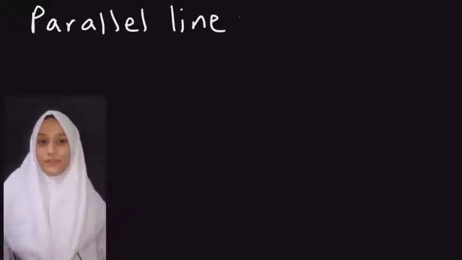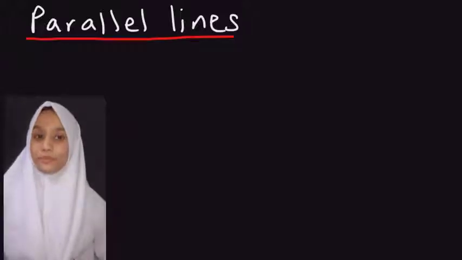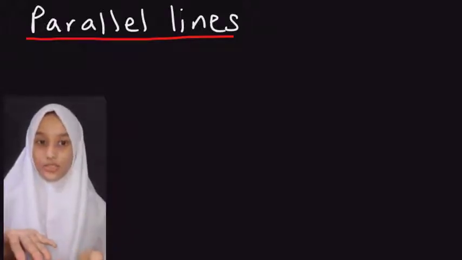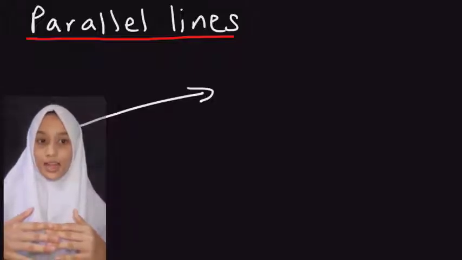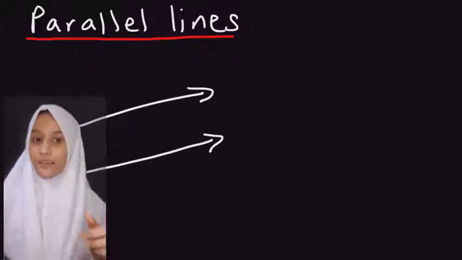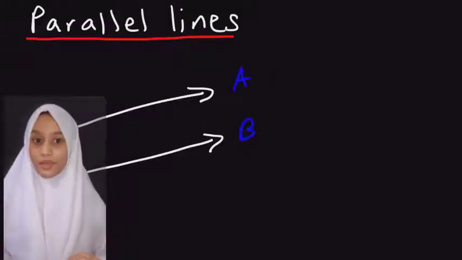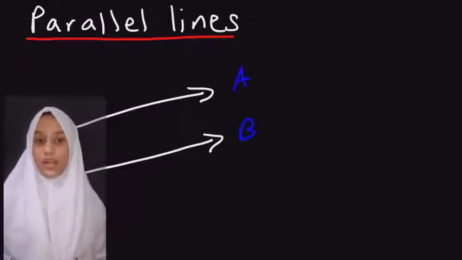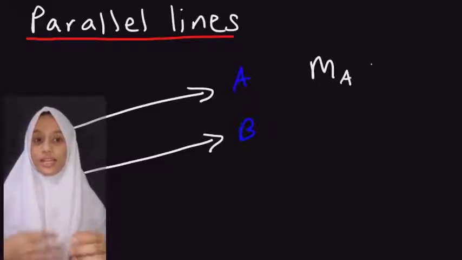Now, let's move on to parallel lines. So, what do you know about parallel lines? What are some properties of parallel lines? Parallel lines never intersect. So, let's call this line A and line B. Parallel lines also have the same slope. So, let's say the slope of line A is a half.